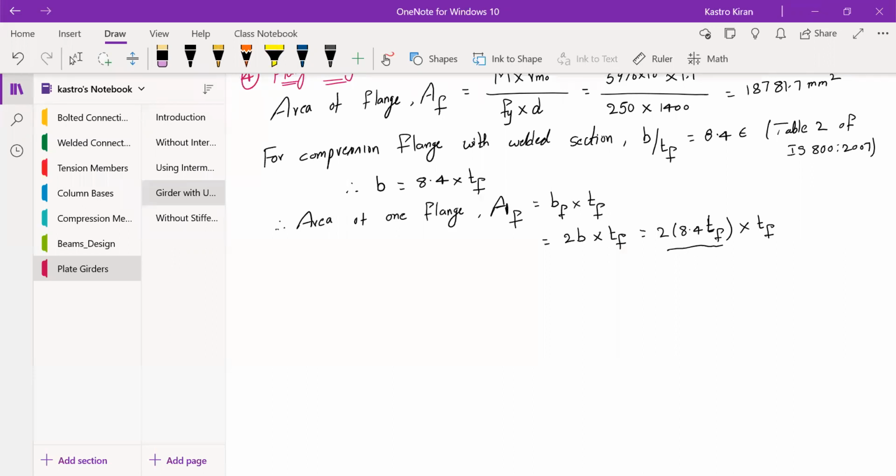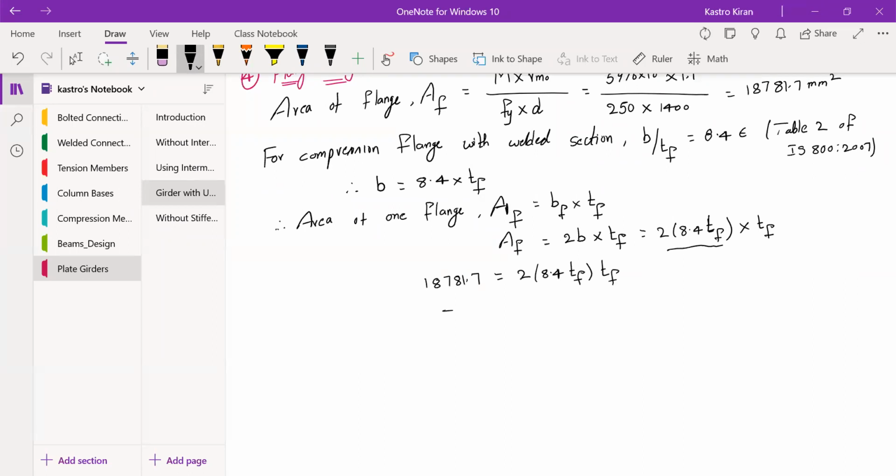value here. The thickness of the flange value, you have to calculate this one. So AF, the area of flange, which is 18781.7. Okay, this you have got it here, equals to 2 into 8.4 into TF into TF.